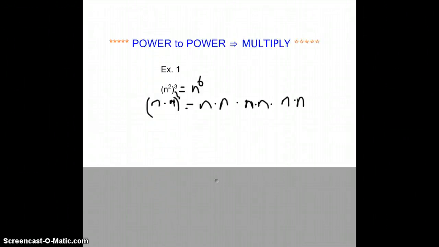Take a look at example 2. 2 squared to the 3rd, well, we know that's going to just be 2 to the 6th. And 2 to the 6th will give us 64, I believe.